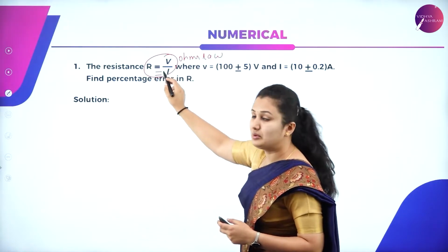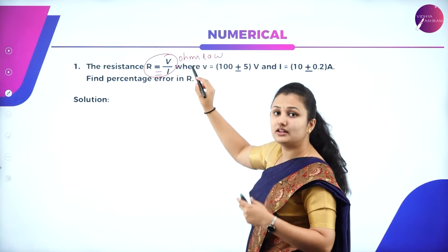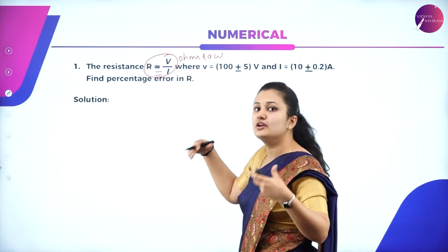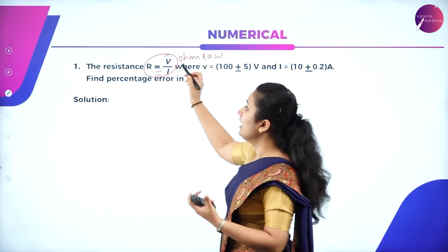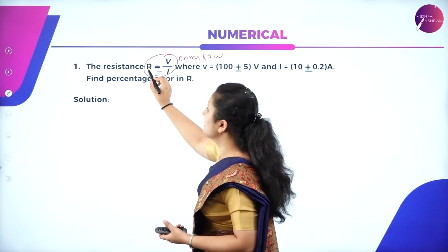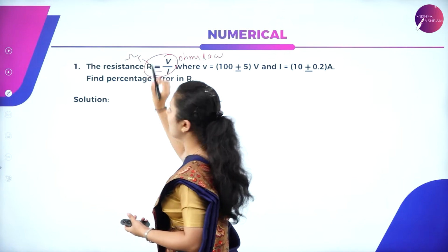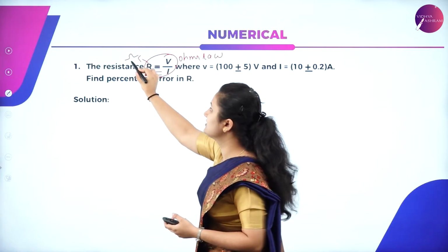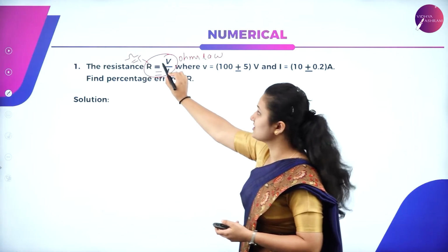R is equal to V by I is given by Ohm's law, which you will be studying in the upcoming physics sessions. Don't worry about that. R is equal to V by I is your Ohm's law. And the SI unit for resistance is the ohm, represented by this symbol.